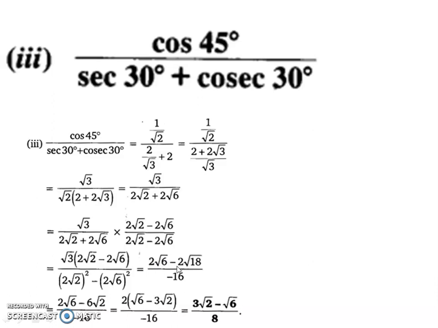2 root 6 minus 2 root 18 is equal to 2 root 6 minus 6 root 2 by minus 16, is equal to, here I am taking 2 outside, 2 into root 6 minus 3 root 2 by minus 16, equal to 3 root 2 minus root 6 by 8.